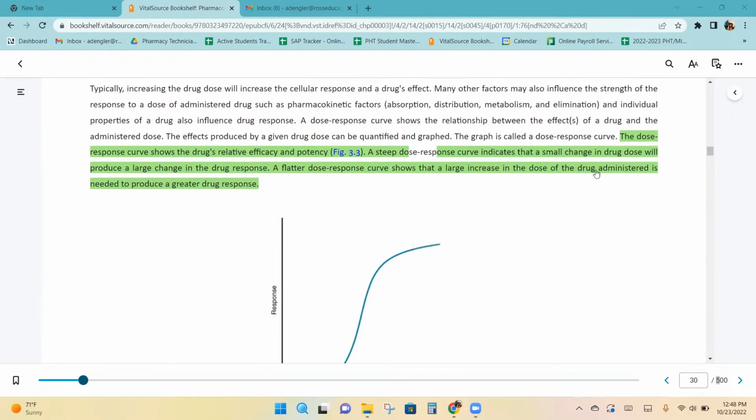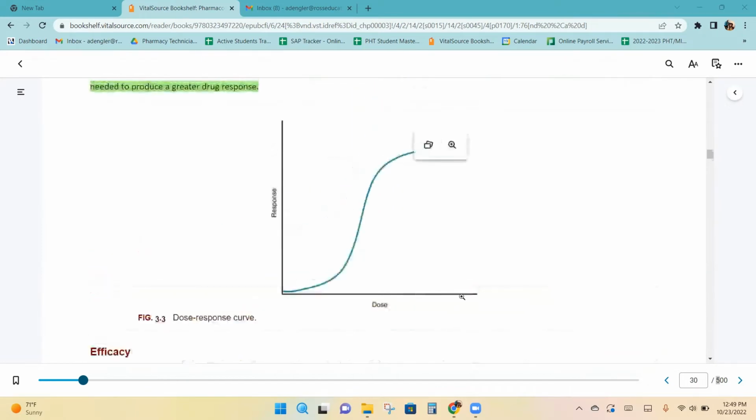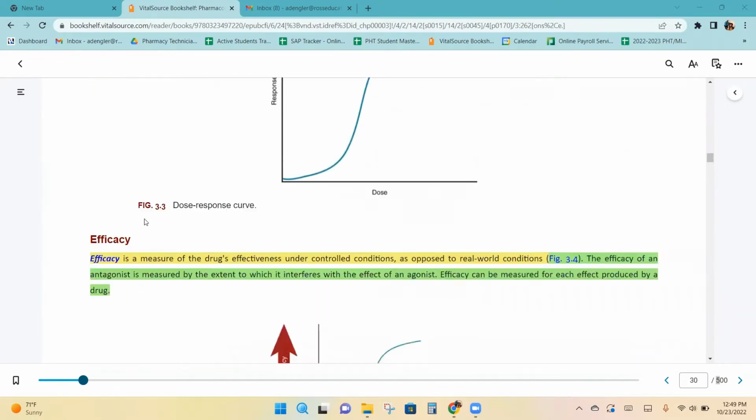A steep dose response curve indicates that a small change in drug dose will produce a large change in the drug's response. A flatter dose response curve shows that a large increase in the dose of the drug administered is needed to produce a greater drug response. So that shows the dose response curve.